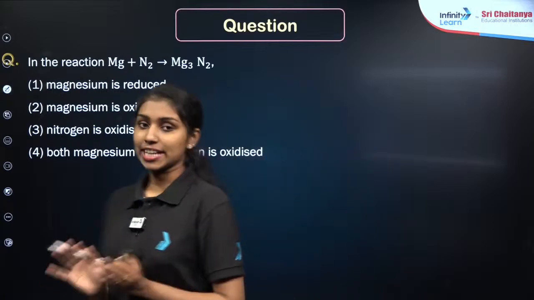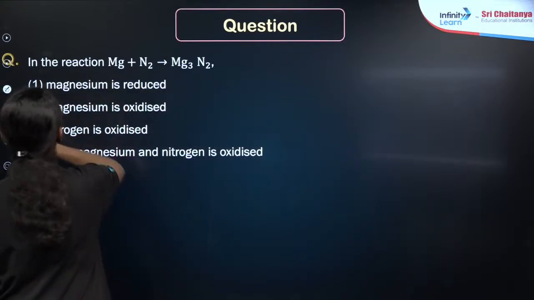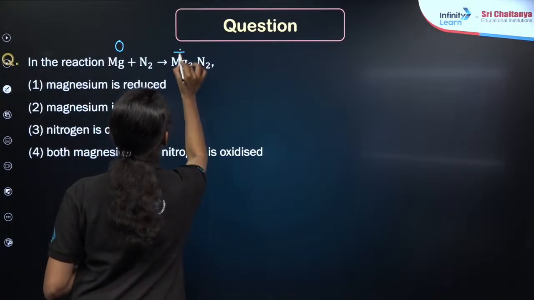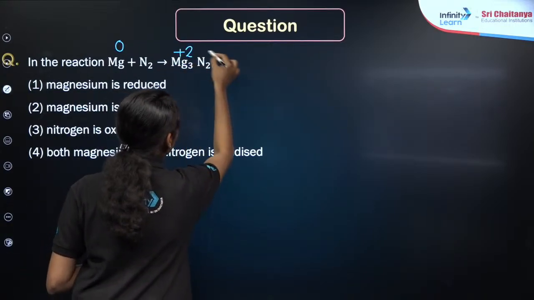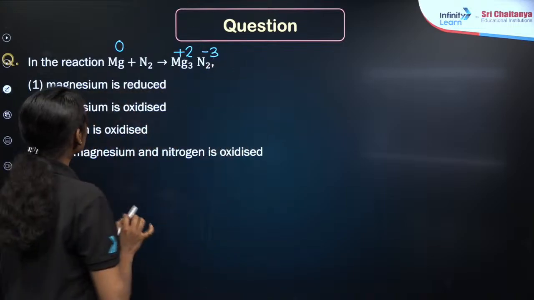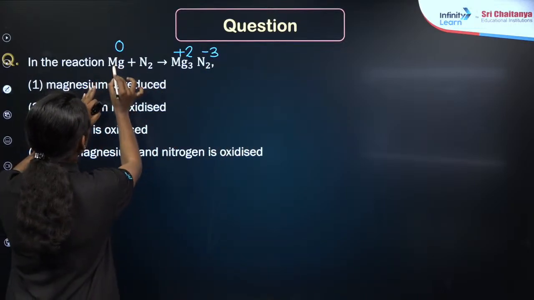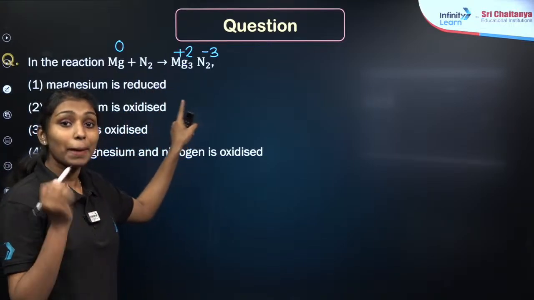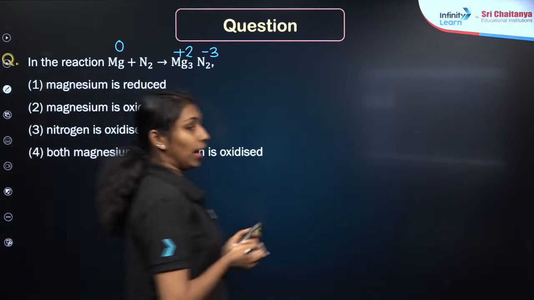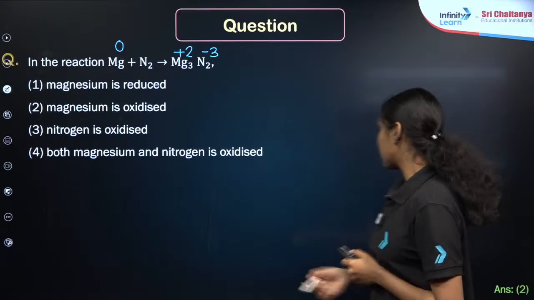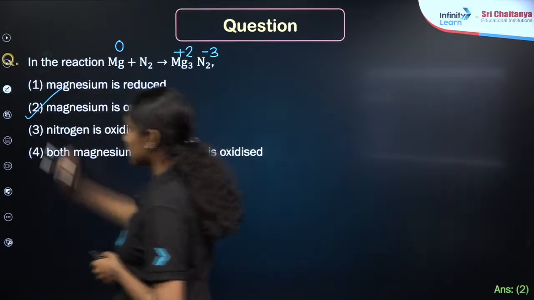Fine, this is a redox reaction in which magnesium is changing its oxidation number from 0 to +2, right? 0 to +2. Here, nitrogen is in the -3 oxidation state. It is also known as the nitride ion. So, as you can see here, magnesium is changing its oxidation number from 0 to +2, which means that magnesium is oxidized. Therefore, option 2 will be the correct answer. Magnesium is oxidized.